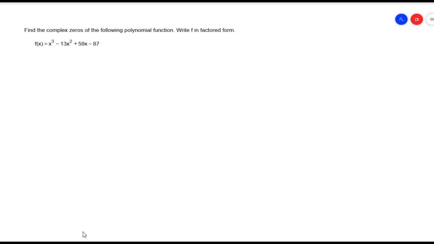This is on complex zeros and the fundamental theorem of algebra. Here we have a third degree polynomial, and it says find the complex zeros of the following polynomial function and write it in factored form.